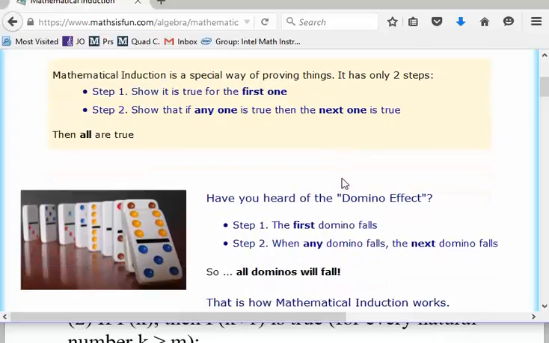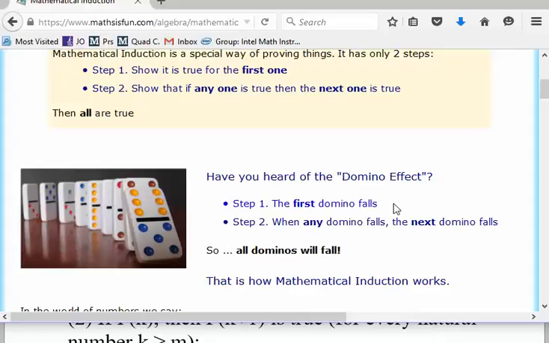This is the domino effect. We must first establish that the first domino is falling over. Then we establish that the dominoes are close enough together that when any domino falls, the next domino falls. If we know these two steps, we can conclude that all the dominoes will fall.